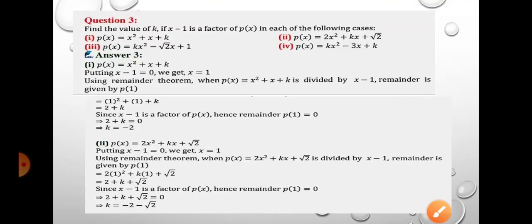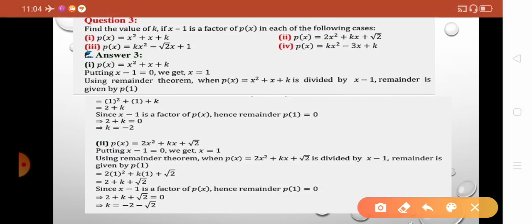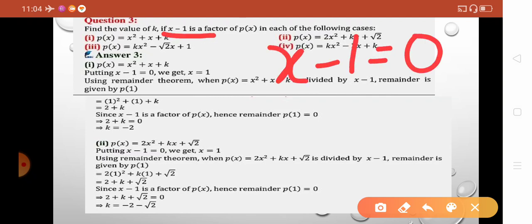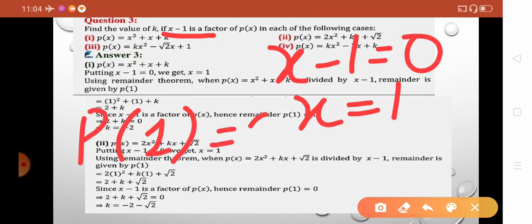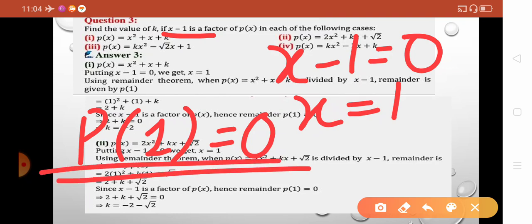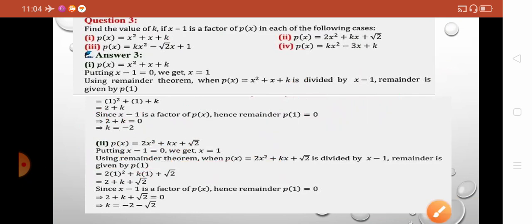Clear? Next, third question. Find the value of k if x minus 1 is a factor of the given polynomial. Very simple question. You have to find the value of k. So for that, if x minus 1 is a factor, that means for the value of x is equal to 1, p of 1 is equal to 0. What does it mean? If you put the value of x is equal to 1, your answer is equal to 0 always. So what shall we do?